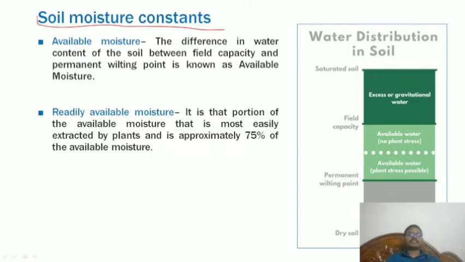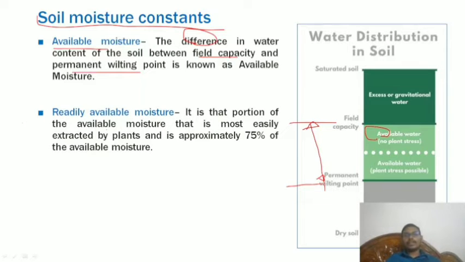Now, soil moisture contents: available moisture. The difference in water content of the soil between field capacity and permanent wilting point is the available water. As I mentioned, we can see here permanent wilting point and field capacity. This is the only range where available water is there. That is, available water is nothing but the difference between field capacity and permanent wilting point.